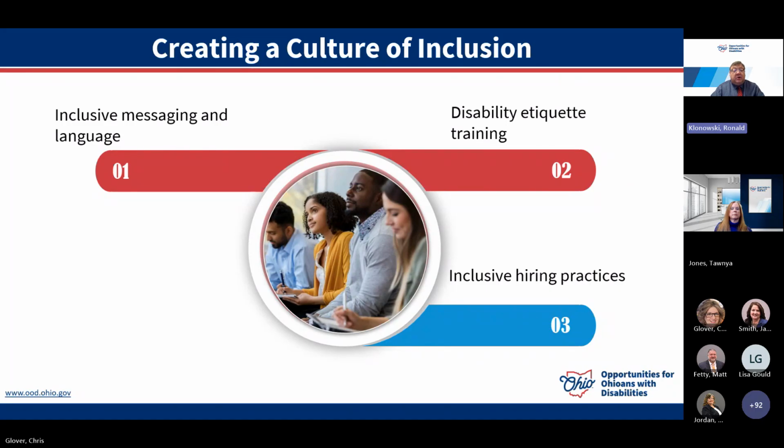Creating a culture of inclusion also helps reduce turnover and increase employee engagement. When people feel like they belong, they're more likely to stay, grow, and contribute at their highest level. Tawnya?